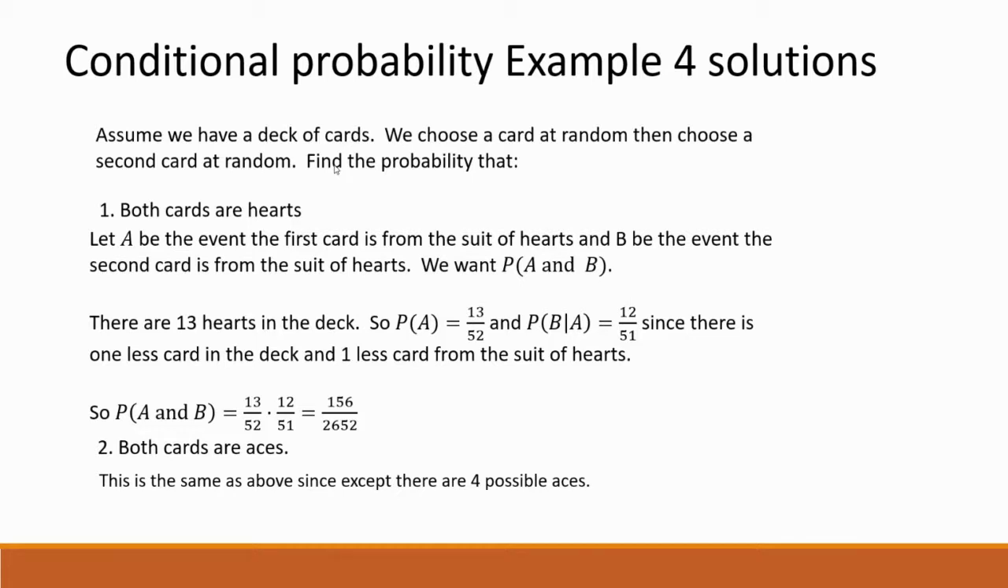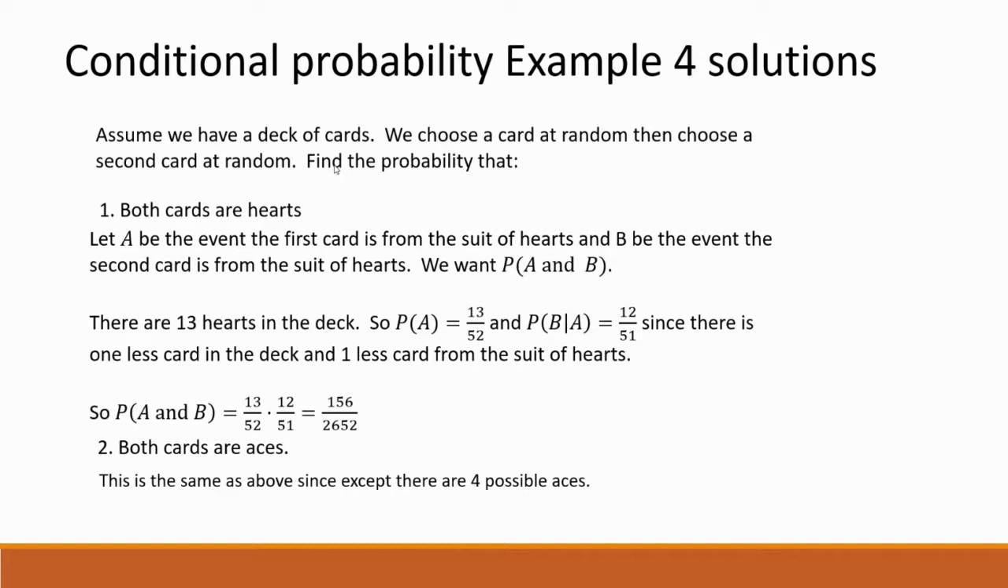So we're going to let A be the event the first card is from the suit of hearts, okay? The first card, in other words, is one of the 13 cards that has a heart on it. Let's let B be the event the second card is also from the suit of hearts.